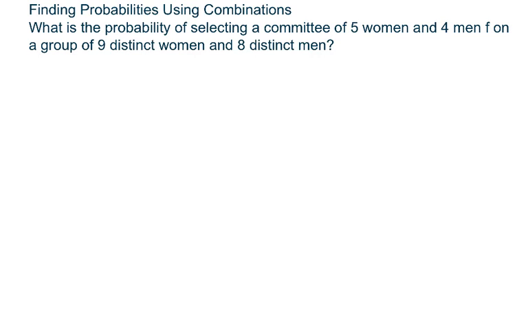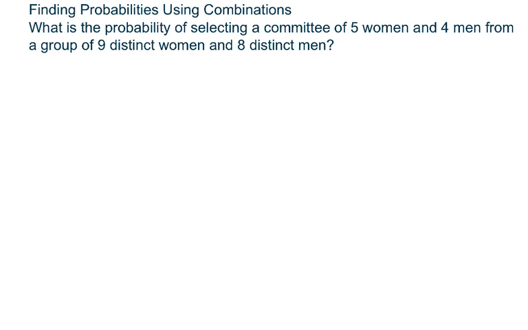In this video, we're going to talk about finding probabilities using combinations. What is the probability of selecting a committee of 5 women and 4 men from a group of 9 distinct women and 8 distinct men?